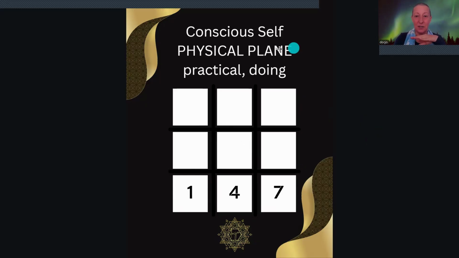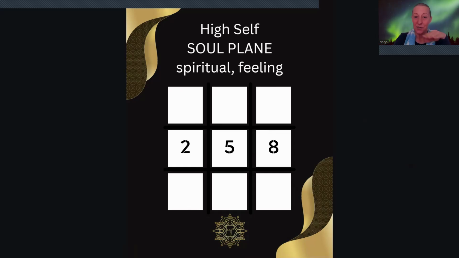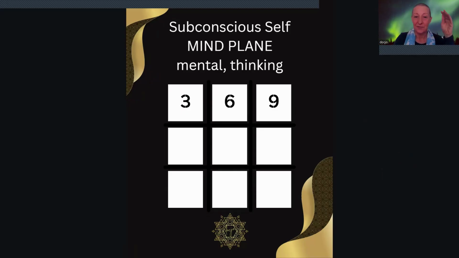As I mentioned, the conscious self, the physical plane, the plane of practical doing, is represented by the numbers 1, 4, and 7. The soul plane in the center of the birth chart, the spiritual, intuitive, love related feeling expression, is all 2, 5, and 8. And at the very top, we have the mind plane, otherwise known as the subconscious self. That's all to do with memory and mental thinking and creativity and responsibility and those kinds of things.